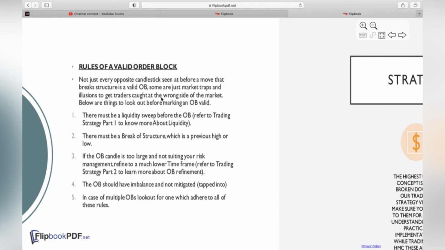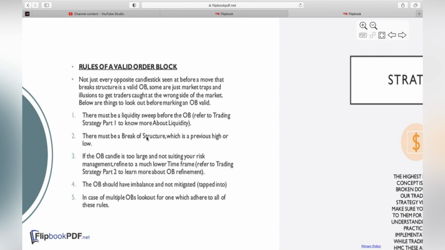It says there are illusions to get traders caught at the wrong side of the market. So below are things you should look at for a valid order block. There must be a liquidity sweep before the order block. If you have gone through the liquidity video, we explained that if there's no liquidity in the market, you can't make profit from the market, because somebody has to lose before somebody else can make the money. As the market is a zero sum, somebody has to lose this money so that somebody else can make that money. So there must be a liquidity sweep.